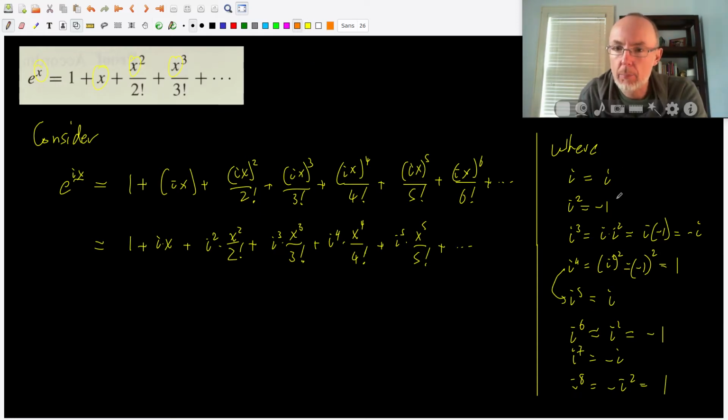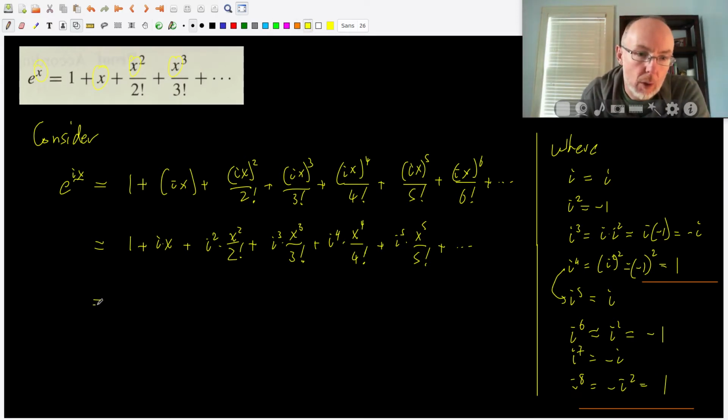And so hopefully you can see a pattern's emerging. We've got i, minus 1, minus i, 1. And then it restarts. i, minus 1, minus i, 1. And then it continues repeating like that. So I can write this whole expression down by simplifying. Everything that's an odd power of i, all it does is alternate between i and minus i. So the odd powers are going to be i, minus i, i, minus i.